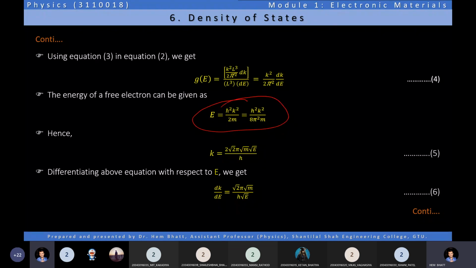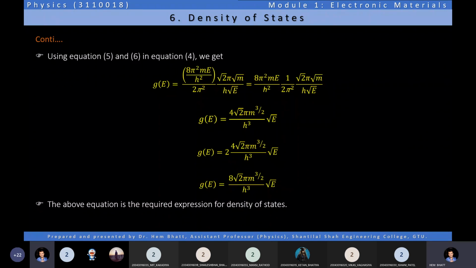You will need this for today's topic. This last equation shows that G of E, density of state, is directly proportional to square root of energy, but this is applicable for 3D only. If you take 2D or 1D or 0D, the relation is different.